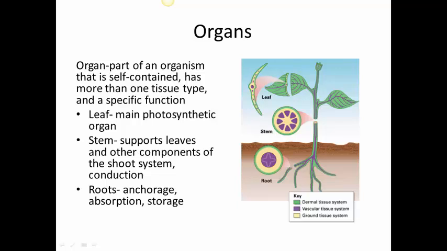So think about a root like a carrot. So it is a big fat root, and the plant is storing a bunch of sugars inside that root. So it's storing those sugars so that it can use them whenever it needs them.